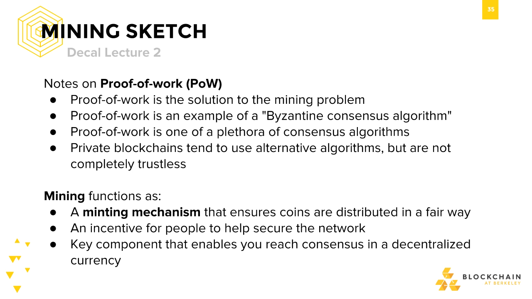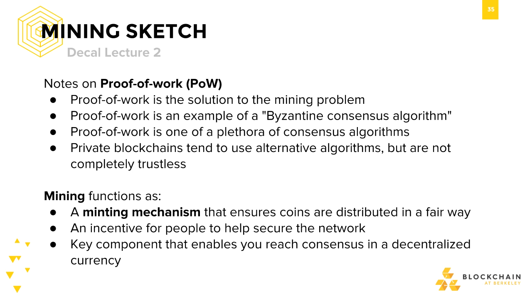And proof of work is one of a plethora of consensus algorithms. There are other things you'll hear about later on in the course, like proof of stake. In general, private blockchains, the ones that financial institutions are interested in, usually use alternative algorithms, but these tend not to be completely trustless. The typical scheme is where there are like 15 banks, and the banks don't completely trust each other, but they trust maybe 10 out of the 15 other banks. And at each block, all of the banks sign, okay, this block is okay, and proceed on the blockchain that way.